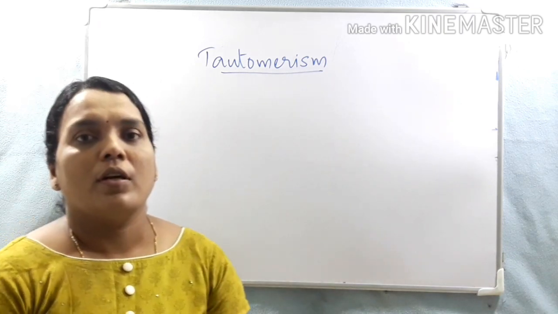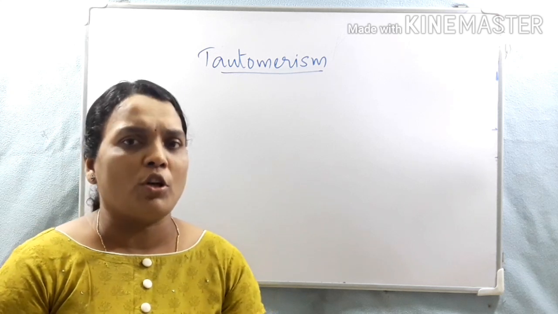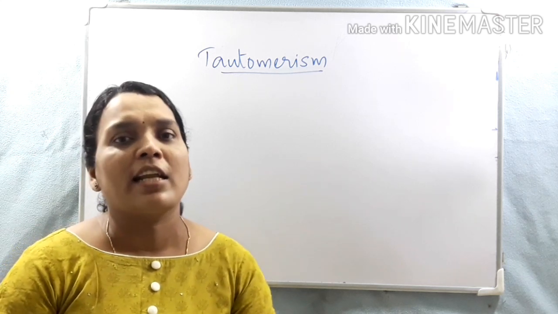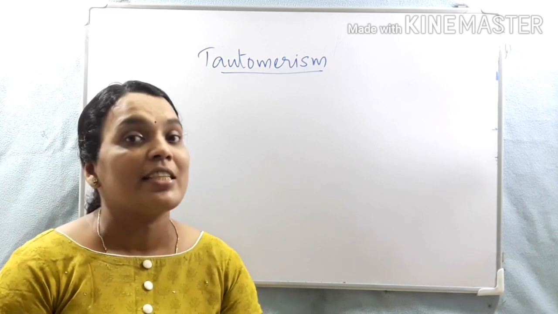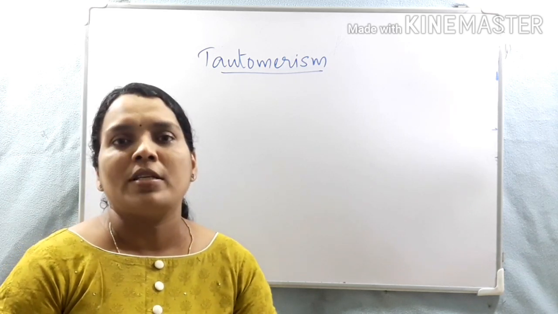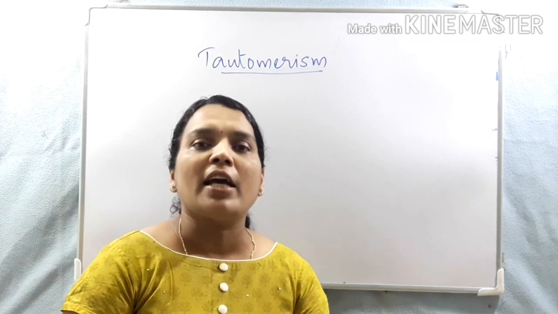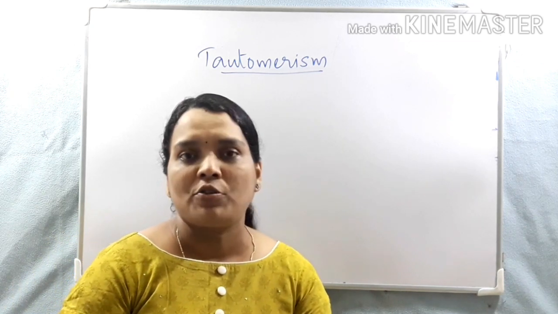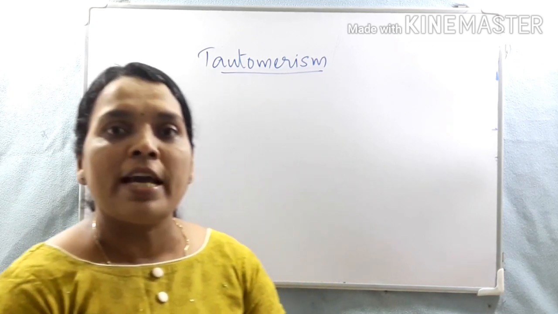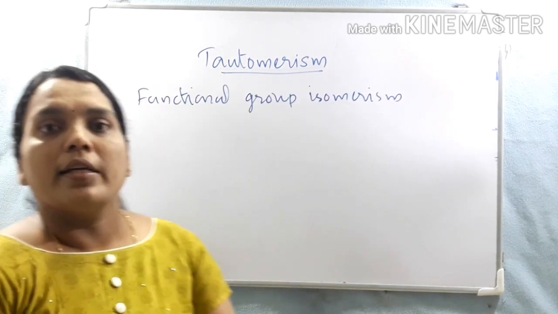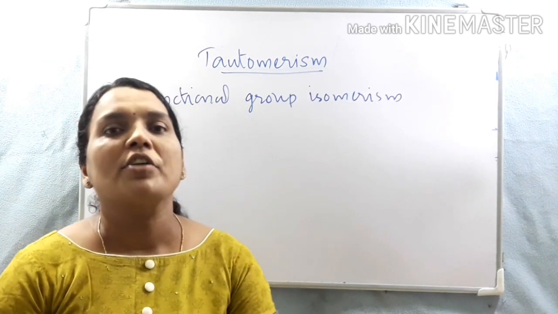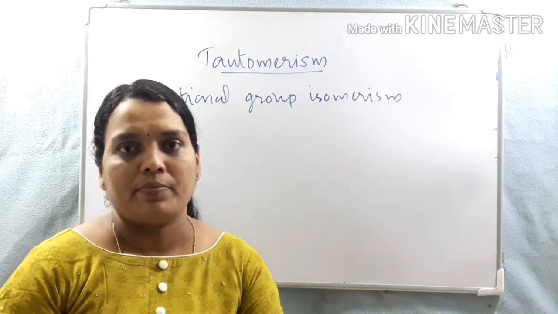Tautomers. Tautomerism, you all have heard about tautomerism. It is a structural isomerism, an important topic from organic chemistry. That is, it is a special type of functional group isomerism. Tautomerism is a special type of functional group isomerism.